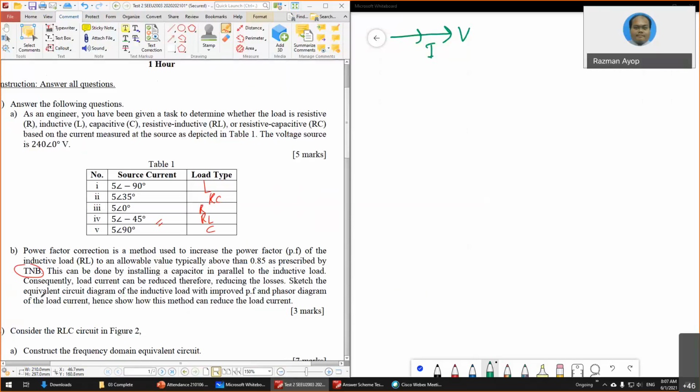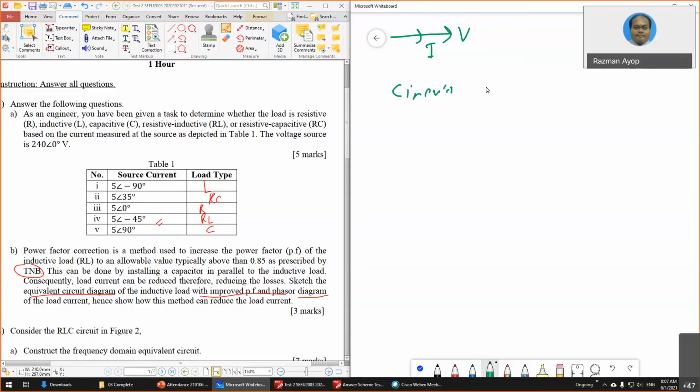Okay, sketch the equivalent circuit with the improved power factor and the phasor diagram. So basically it asks two things. First, the circuit and the phasor diagram. This is the phasor diagram, not the power triangle. So be careful. For power factor correction, there are three things: the circuit, phasor diagram, and the power triangle. If you give the power triangle, you don't answer the question, so there is no mark.